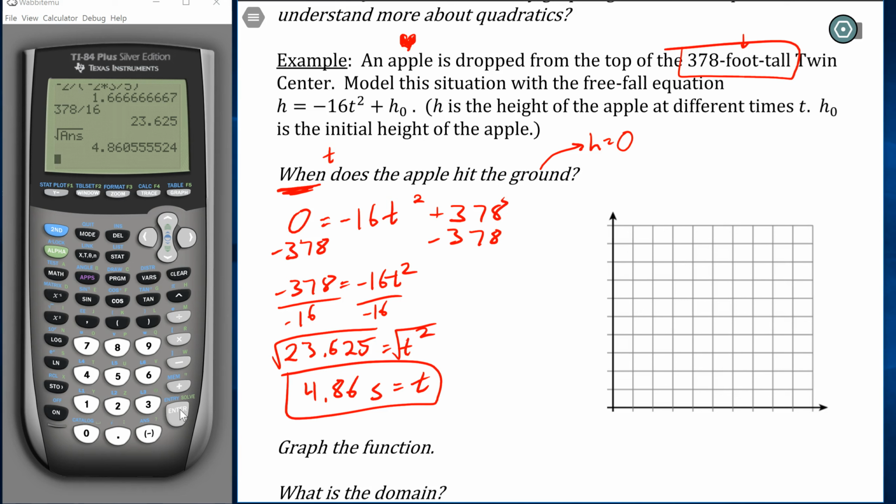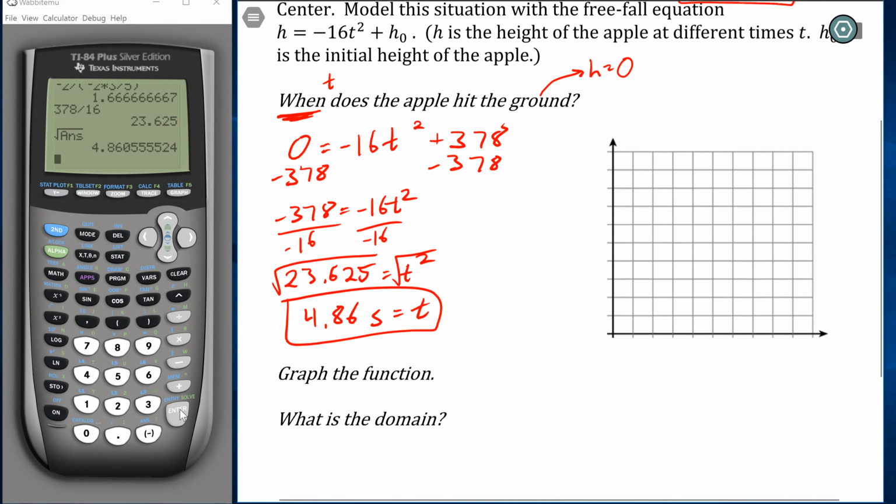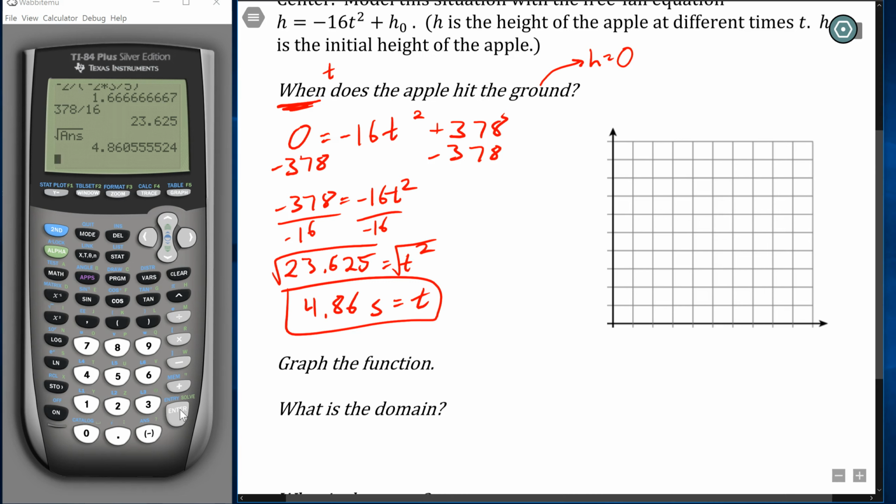So that's all well and good, but I want to actually graph this function because remember, t could represent any time. Like maybe I want to know exactly how high the apple is 2 seconds after I've dropped it. It's falling somewhere, but how high is it? So I'm going to graph the function here, and the function I want to graph is h equals negative 16t squared plus 378. 378 because that's my initial height, t because t is changing, right? I'm finding at different times, and h is also changing. The apple is at different heights depending on how long after it's been dropped.